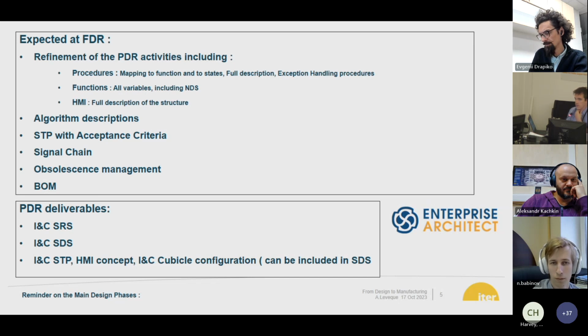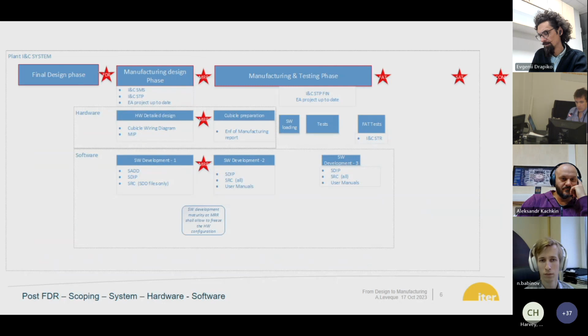So I think this message was already conveyed a lot of times during the CODAC workshop. Everything can be found in the diagnostic methodology guideline, but I just wanted to remind it before I go to the next step.